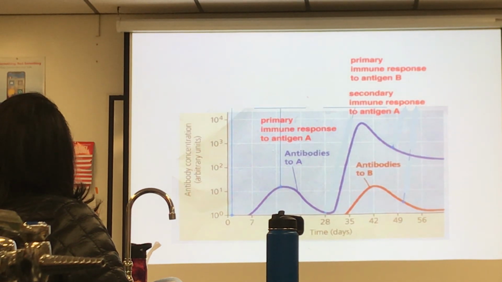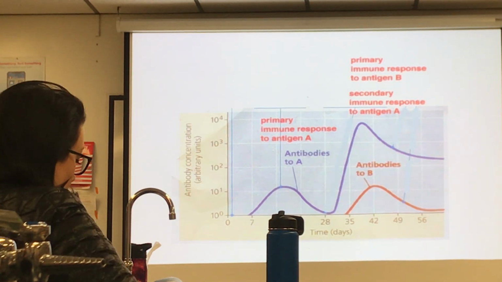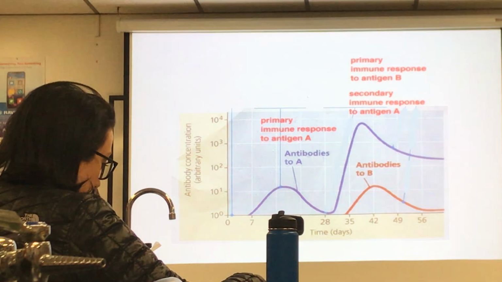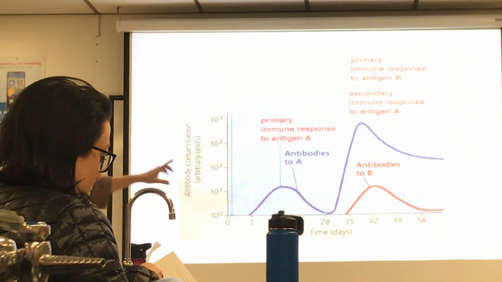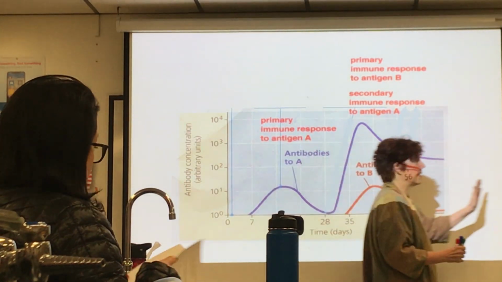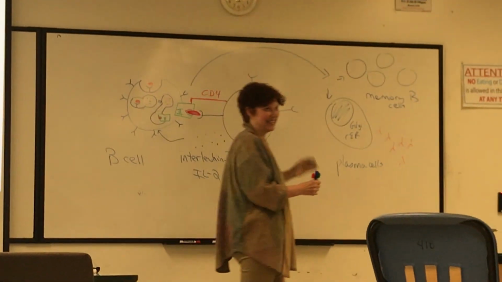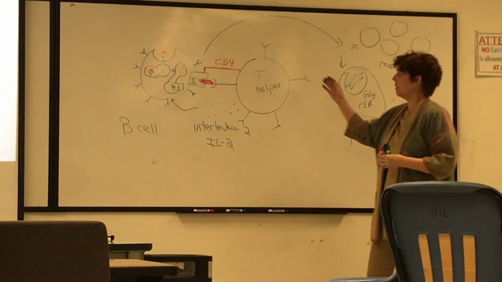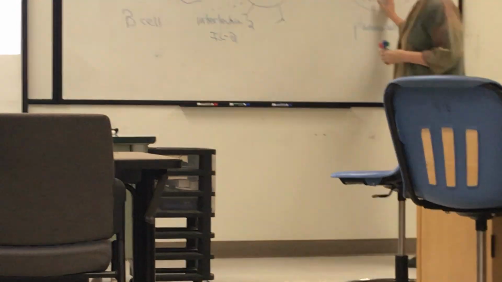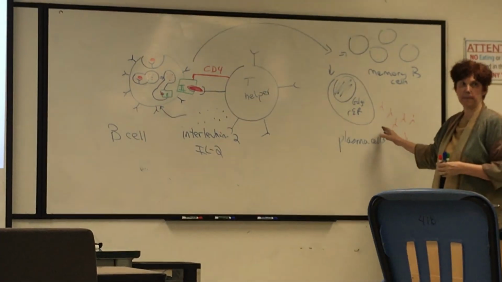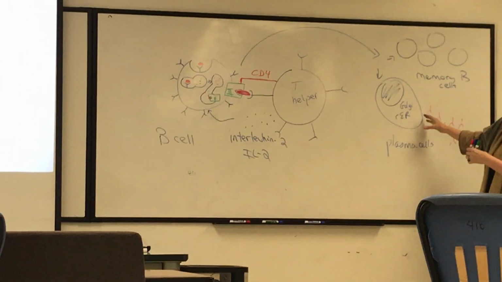That was a preview. All right, so here's what we mean by a primary immune response and a secondary immune response. So the process that I showed you over here, this is the primary immune response. So the activation of a B cell to a plasma cell is our primary immune response. And we're talking about B cells here, okay?